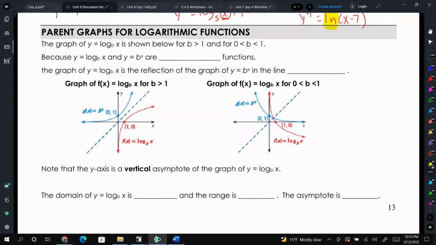Now, when we graph logs, we're going to be able to take advantage that logs and exponentials are inverse functions of each other.